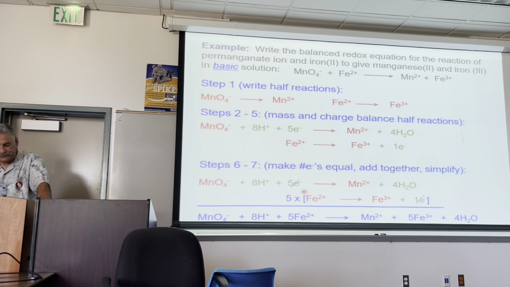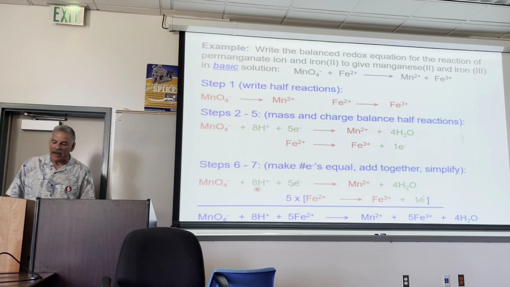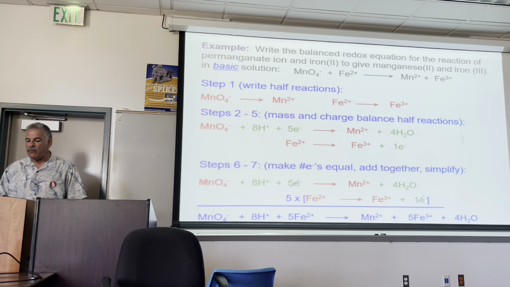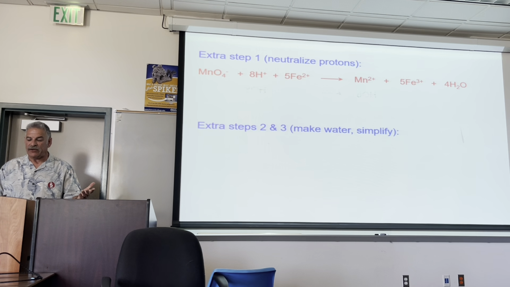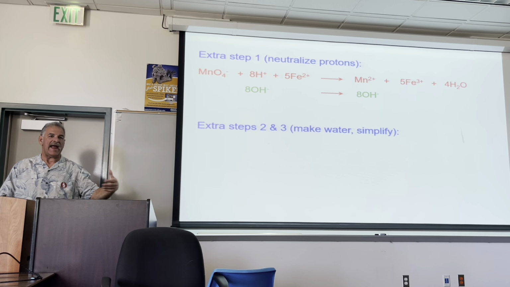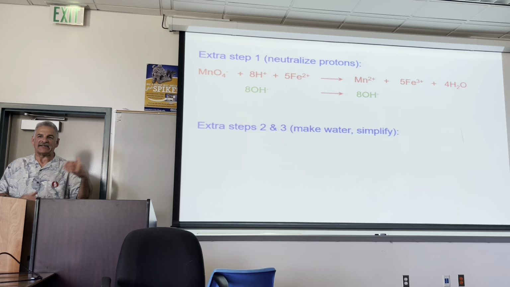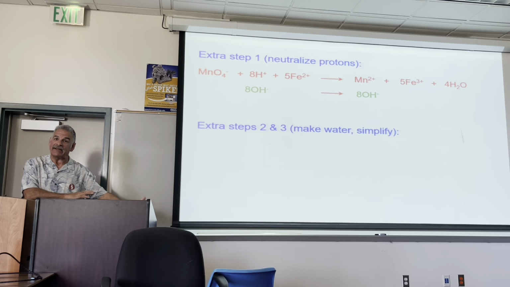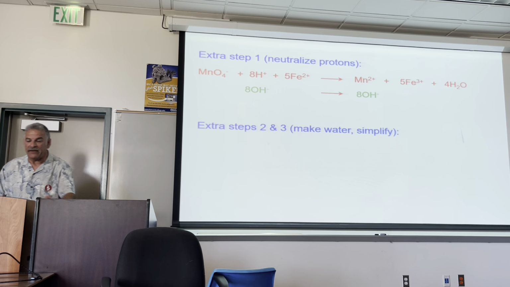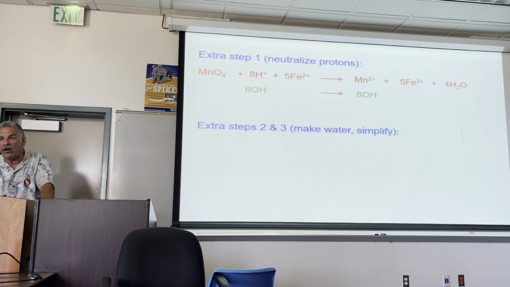And where are we now? Now we're at 8 H's. But we're in basic solution. If we were in acid solution, we could stop right there and we'd have hydrogens on this side and waters on that side. But now we're in base, so we have to balance that out. So we add our 8 hydroxides. That's going to make 8 waters on the reactant side. But we still have the 4 waters on the product side.